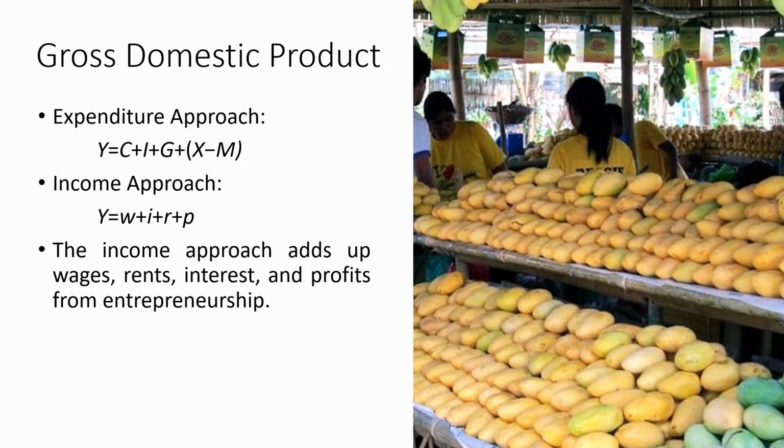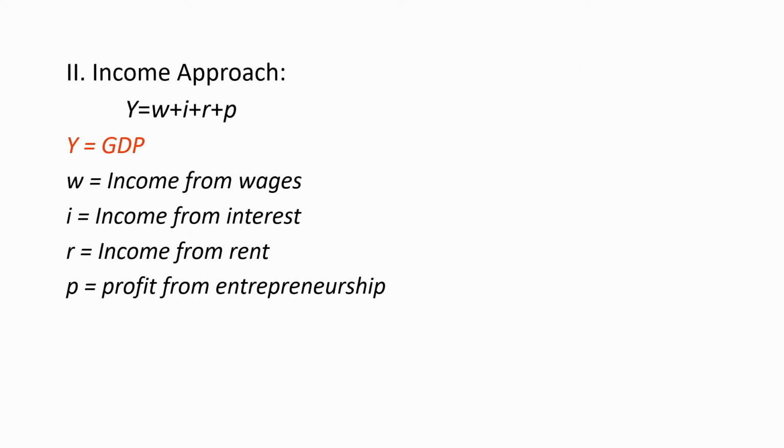Our income approach, which is actually just the total income in a country. So Y is equal to, that's the same as GDP. Y therefore is equal to W, meaning wages, plus I, meaning interest, plus R, meaning rent, and plus P, which is profits from entrepreneurship or profits from business.